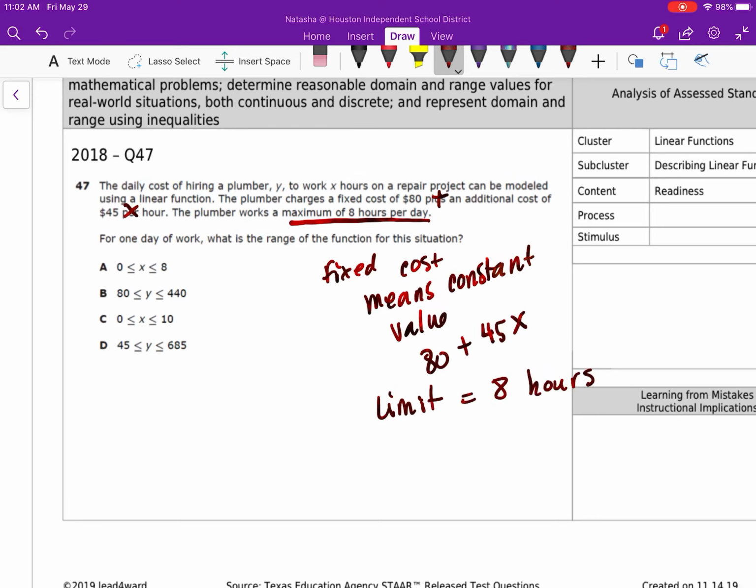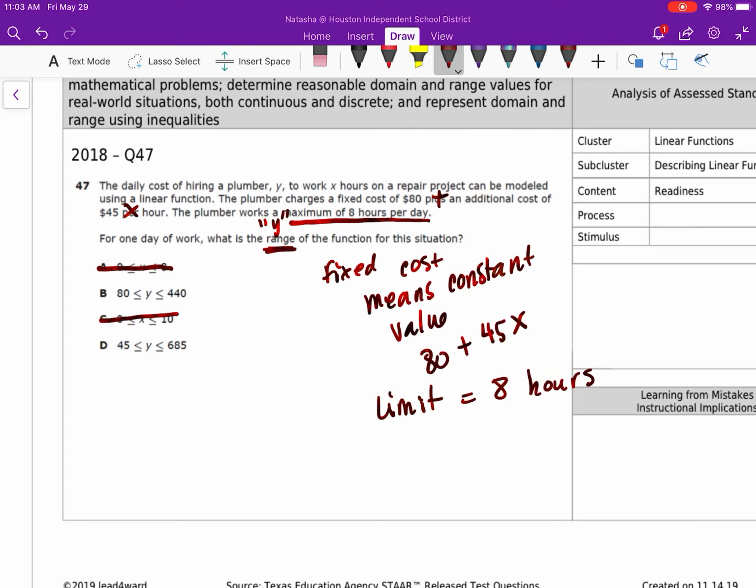Okay, and for 1 day of work, what is the range for this function of the situation? So we're going to eliminate all the answers that say domain. That would be A, and that would be C, because those have X instead of Y, so that automatically takes them out. So this is Y. All right, now let's look at when it talks about 80 to 440.